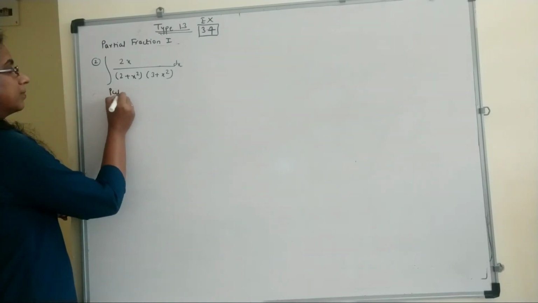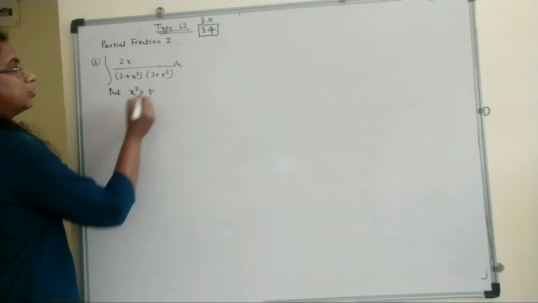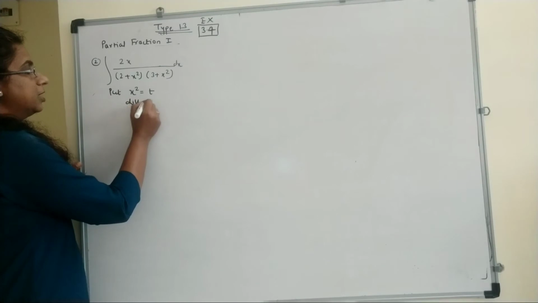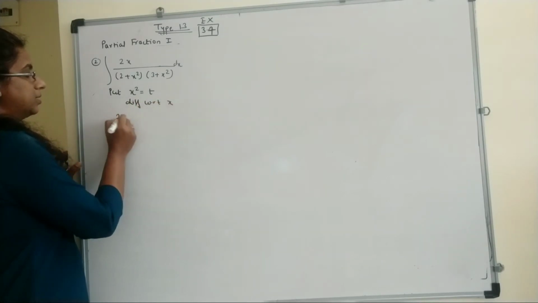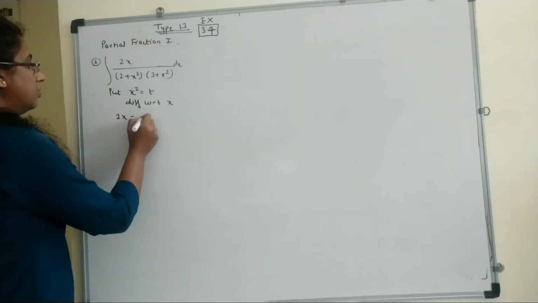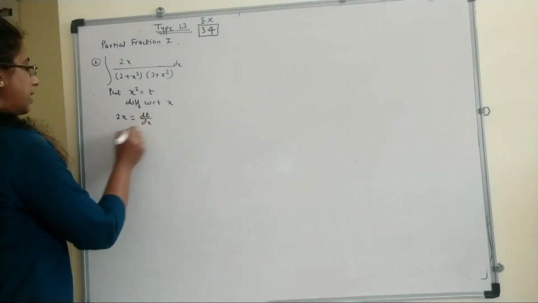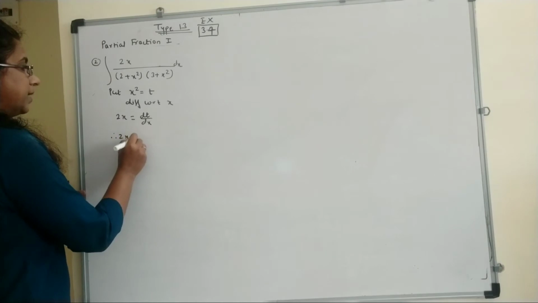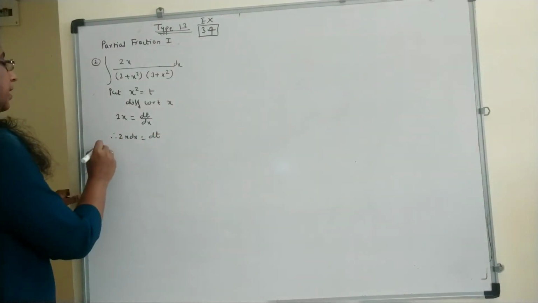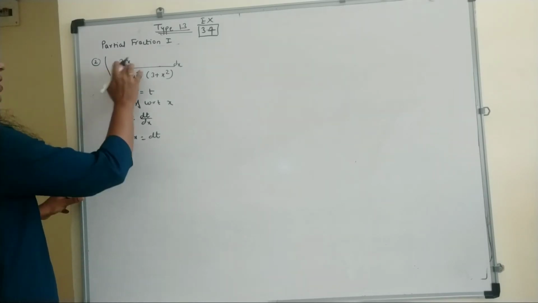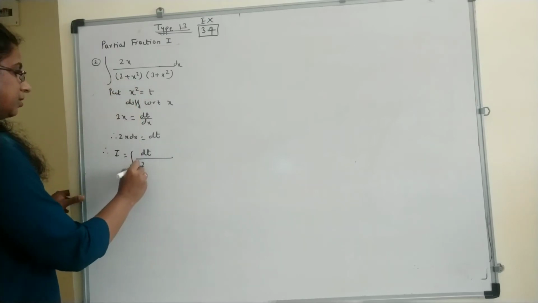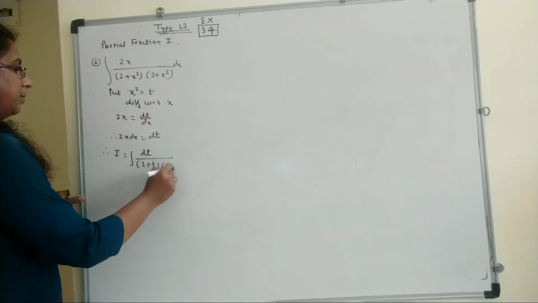Put x square is equal to t. If we substitute x square is equal to t, now we will differentiate this equation with respect to x. Derivative of x square is 2x, which is equal to dt by dx, and so 2x dx we get as dt. So the integration value, where 2x dx is written as dt, divided by 2 plus t into 3 plus t.